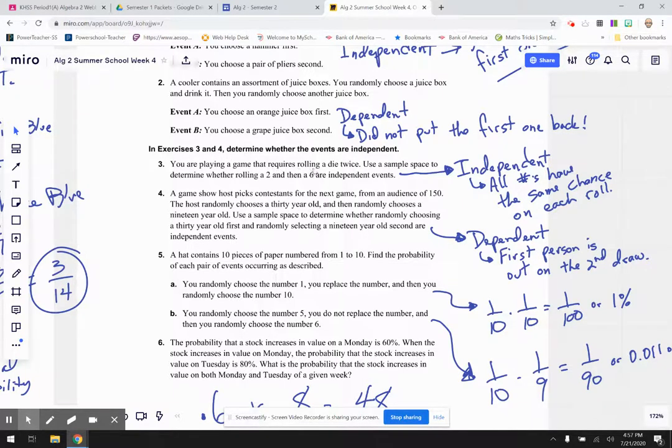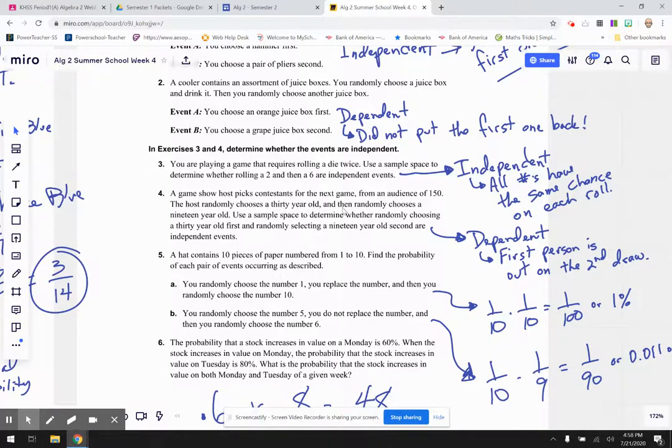You're playing a game that requires rolling a die twice. Use a sample space to determine whether rolling a 2 and then a 6 are independent. Well, they have to be independent because all numbers have the same amount of chance on each roll. So when you roll the first die, the chance of getting a 2 is 1 out of 6. When you roll the second one, it's still going to be 1 out of 6 because there's only one 6 on the die. It's not like you can take the 2 off the die or anything like that. So those are independent.